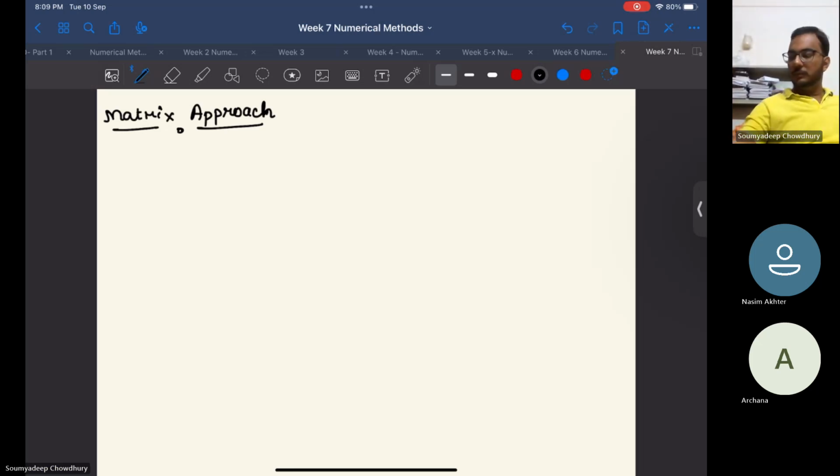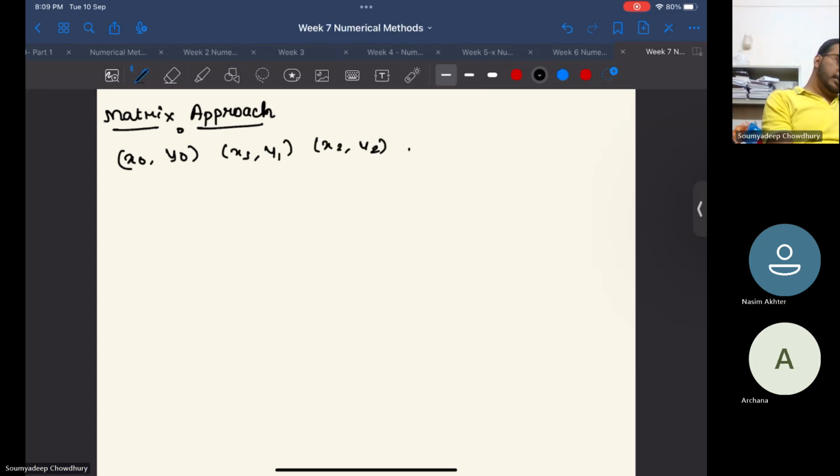Okay. So what do we do in the matrix approach? Suppose you have a set of data points: x naught, y naught, x1, y1, x2, y2, like this up to some n data points, xn, yn. Okay. Now suppose I represent this by a polynomial of nth degree.